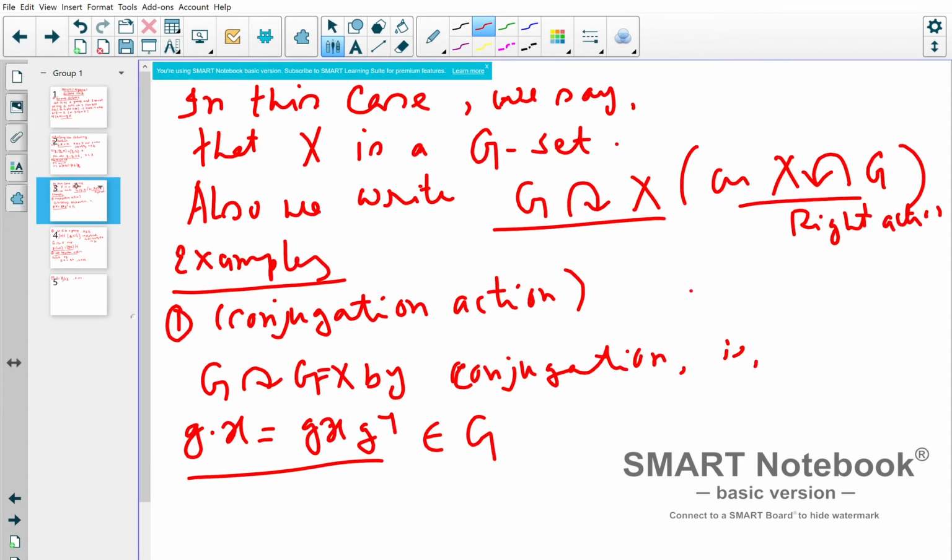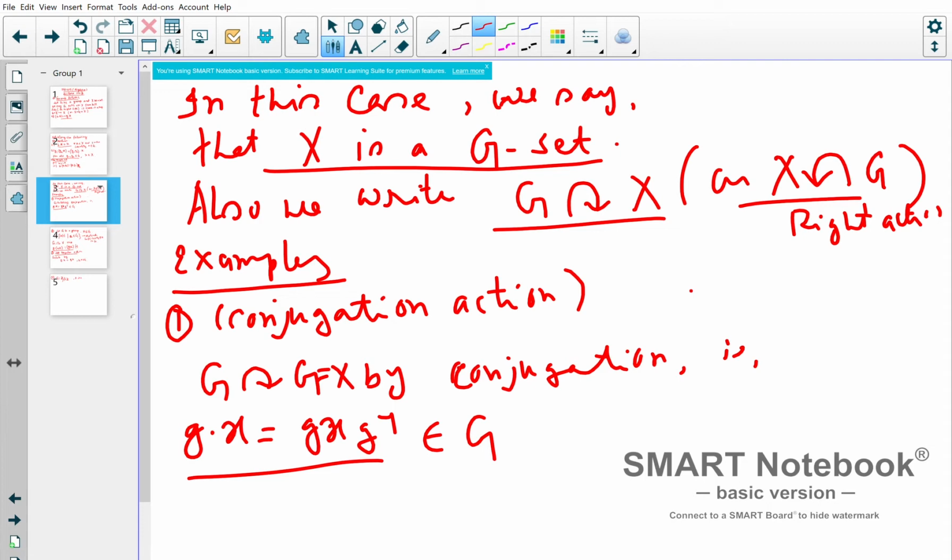Whenever we have a group acting on a set, we say that X is a G-set. Okay, and we write this notation: G is acting on X from the left side, or G is acting on X from the right side. Now let me tell some examples.